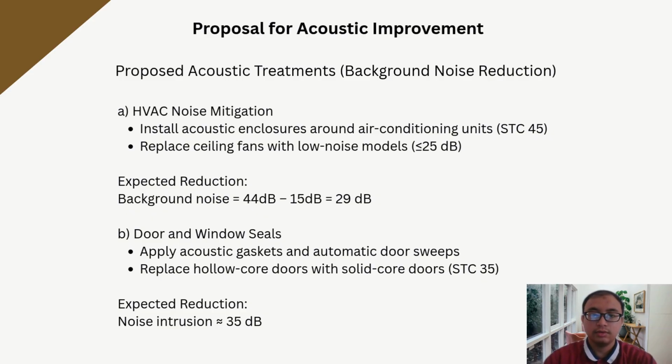And next, for the door and window sill, we apply acoustic gasket and automatic door sweep, and also replace the hollow core doors with solid core doors, where the STC value is 35, and the expected reduction for the noise intrusion is 35 decibels.